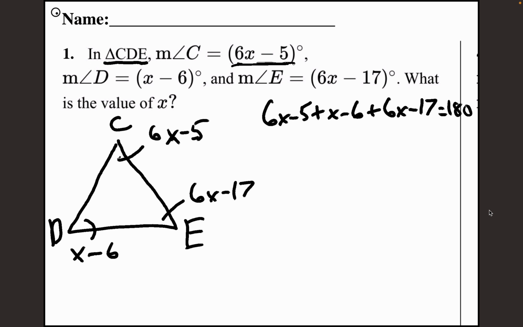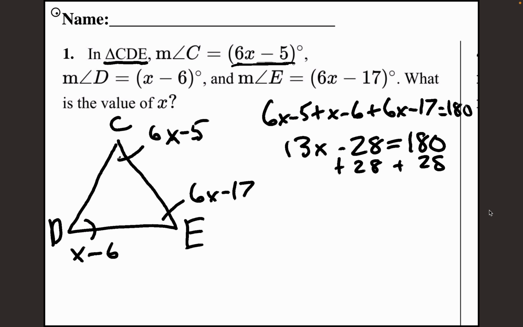Now let's add our x terms together. We have 6x, x, and 6x. What's that going to be? 13x. Now I need to combine my numbers. So I have -5, -6, and -17. What is that going to be? Equals what? Equals 180. I need to eventually get x by itself. So what do I do now? I need to add my 28.